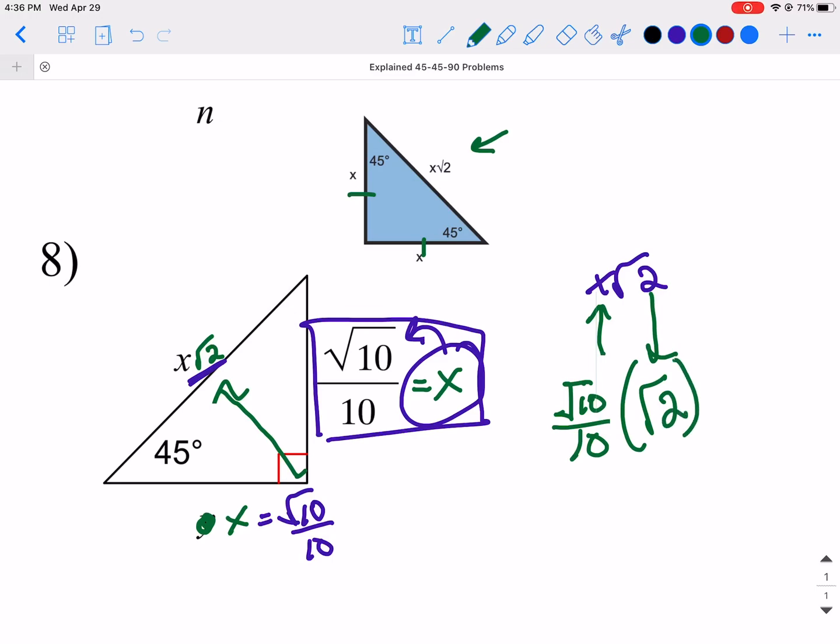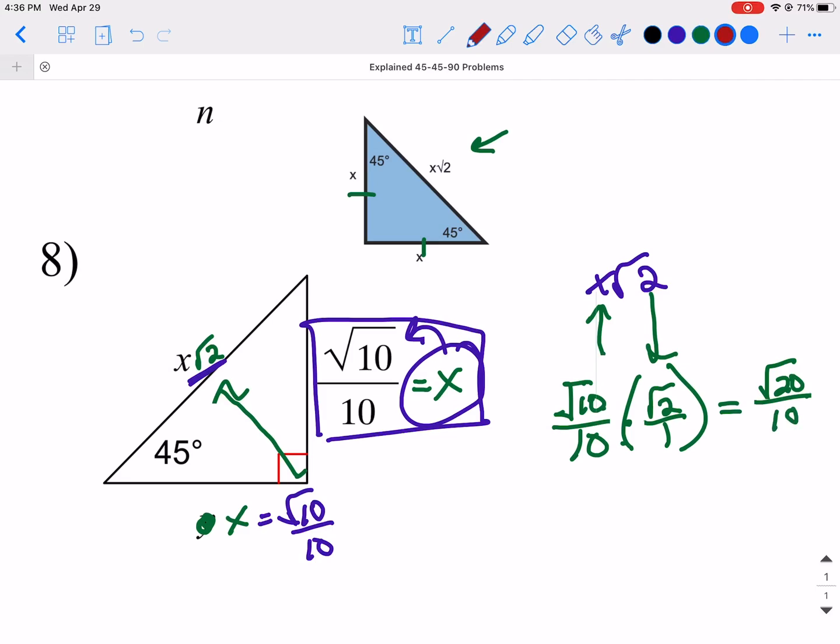All right, looking at that, now I've got a fraction here. So if I wanted to make radical 2 a fraction, I could just write it like this. I could say radical 2 over 1. Now we can multiply straight across. 10 times 2 is 20, so we have rad 20. 10 times 1 is 10.